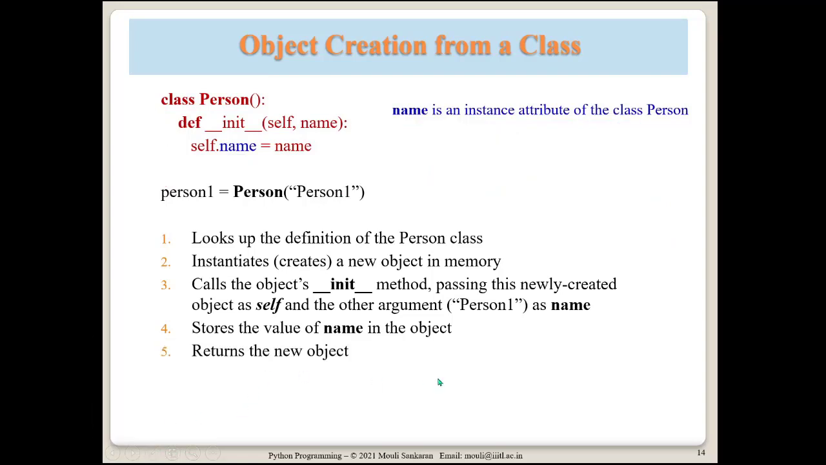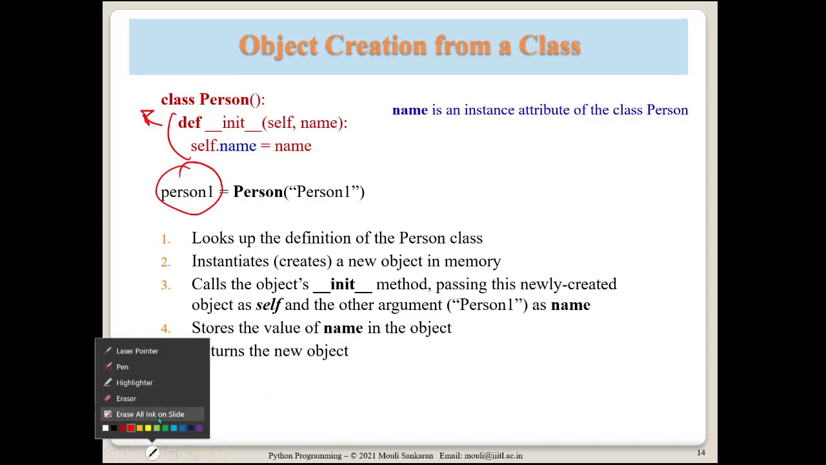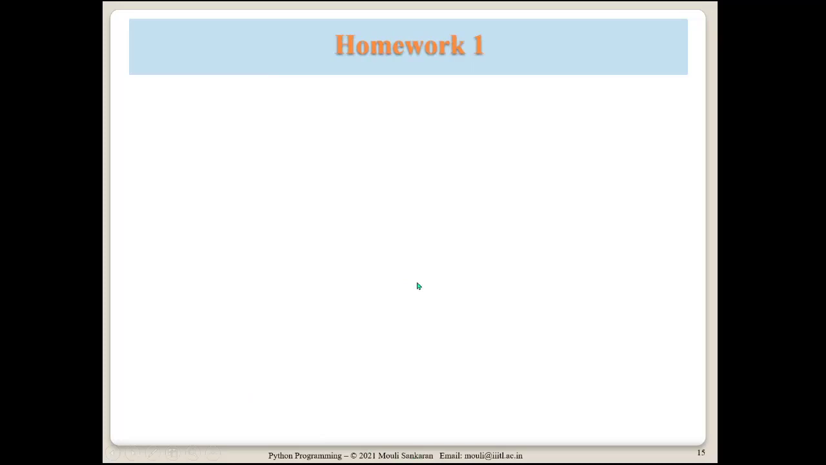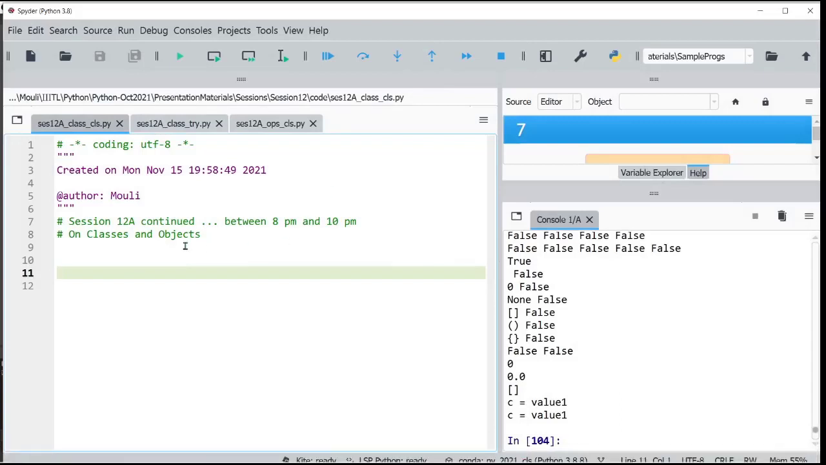Now after that it returns a new object. This itself is returning a new object. So what is getting assigned to person one? It attaches the identifier person one to the object. The identifier is pointing to it. So this is the flow of object creation. I hope this is clear to you. I thought I would explain this before I show the examples. Let us not look at the homework now, it's too early. Now let us look at some examples of class.